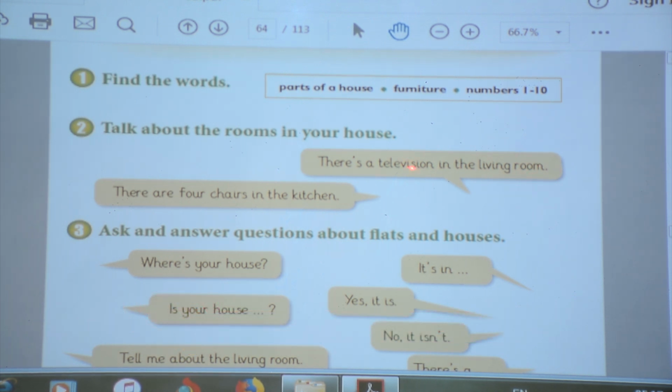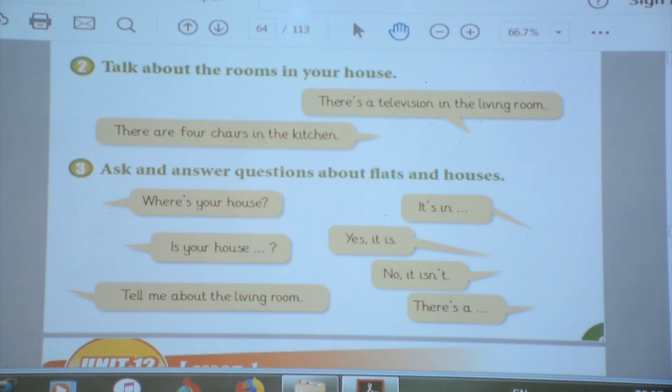And what about the television? There's a television, it's furniture. There are four chairs in the kitchen. Four is a number. Chairs are furniture. Kitchen is a part of the house, okay? And here, if you look at it, "there are" is plural, so you should use "are." If you have plural, you should use "are." And for singular, you should use "is."